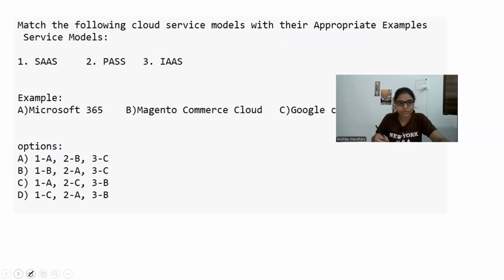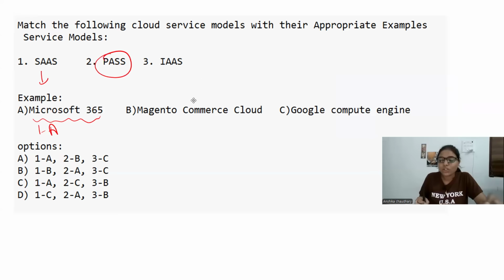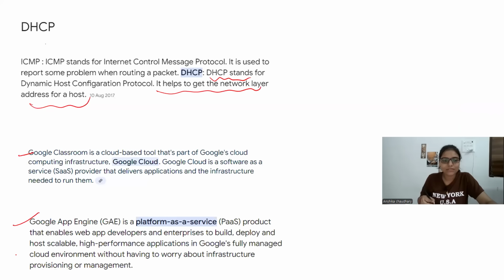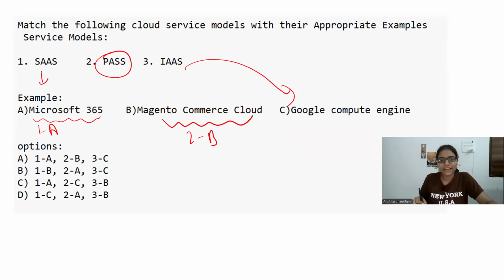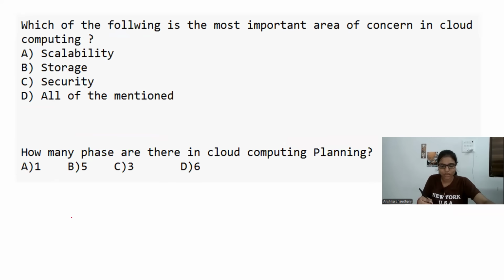All right, let's move on to the next question. Match the following cloud service models with their appropriate examples. SaaS stands for Software as a Service. Microsoft 365 works as a software as a service platform, so one belongs to A. Now PaaS, platform as a service. Magento Commerce Cloud is a commercial platform, so two belongs to B. Now IaaS remains for Google Compute Engine, and we just saw in the previous question that Google Compute Engine is the example of IaaS. So you can see that three belongs to C. So 1A, 2B, 3C will be the correct answer for this particular question. Let's move on to the next question.